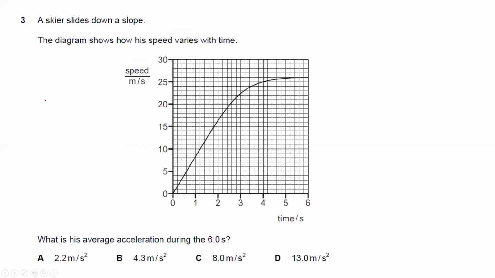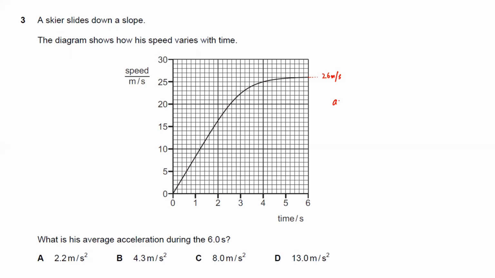Number 3, next question. A skier slides down a slope. The diagram shows how his speed varies with time. What is his average acceleration during the 6 seconds? So here is our graph. From our graph, what we see is that the velocity settles at something like 26 meters per second.